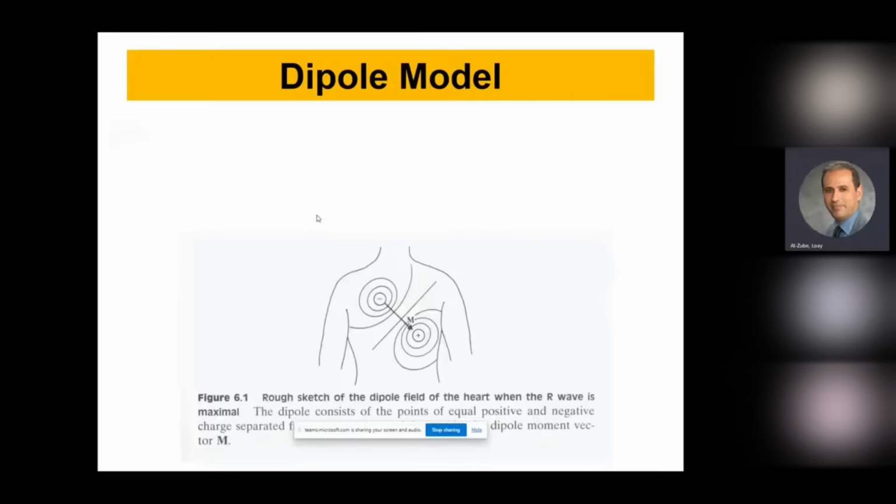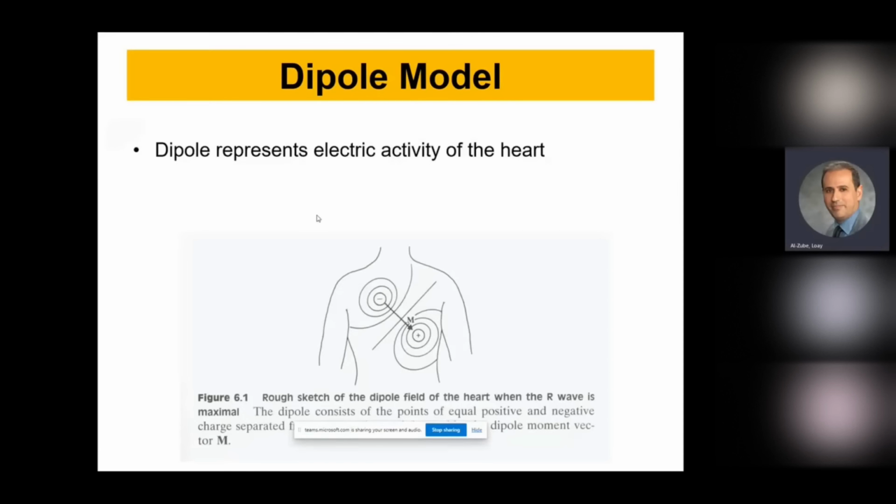That's another schematic of the dipole or R wave, that's what we call it. And the M is the dipole moment of it. It's just a representation of how the electrical activity goes through the heart. We're not going to get into more details until the end of the semester when we talk about safety, because we will be talking about the leakage current inside the body.